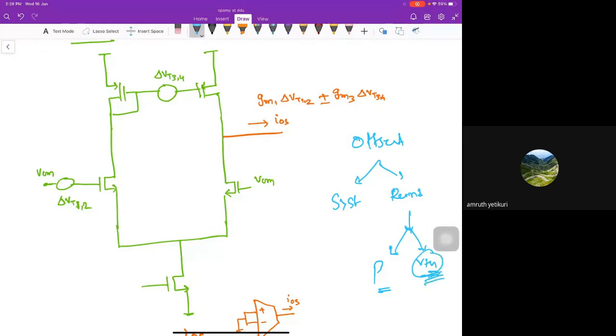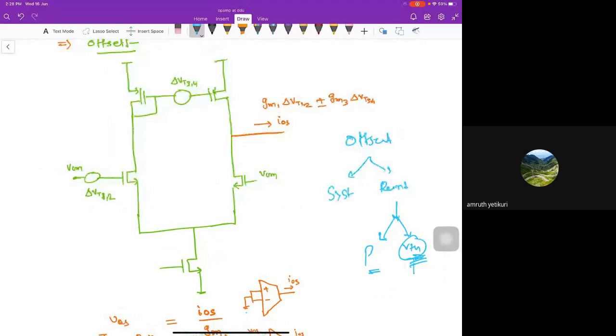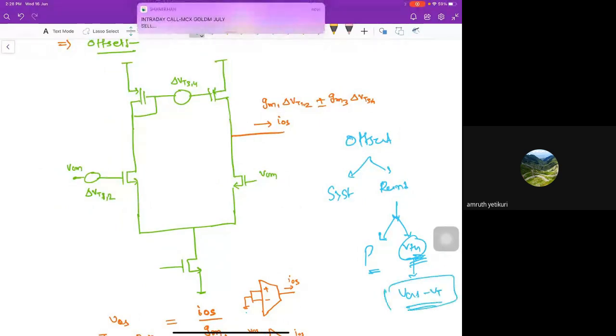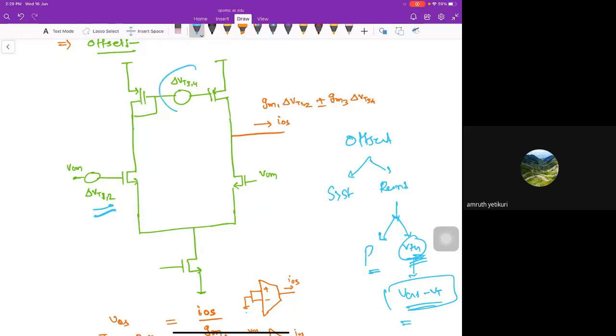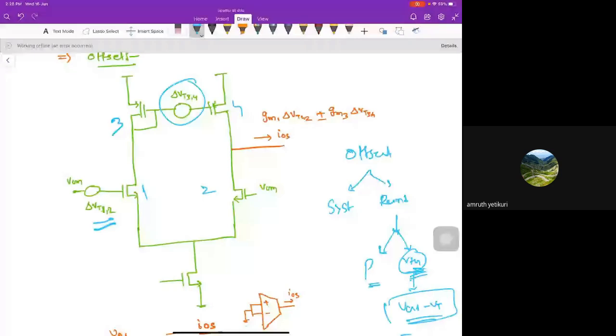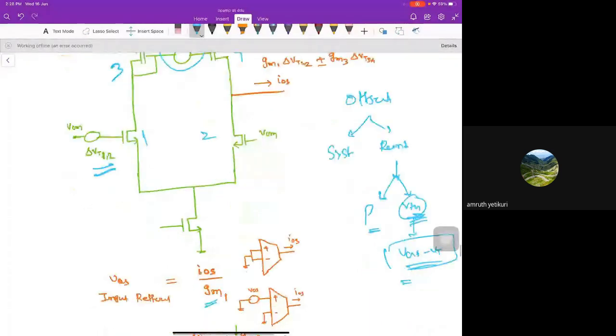So let's consider that VT mismatch in terms of the overdrive. VGS minus VT is nothing but the overdrive value. Here the VT mismatch between 1 and 2 is delta VT12, and between 3 and 4 is delta VT34. The offset current due to 1 and 2 is GM1 into delta VT12, plus or minus, because it's random in nature, we don't know. And due to this, GM3 delta VT34, and this is the output current I am getting.